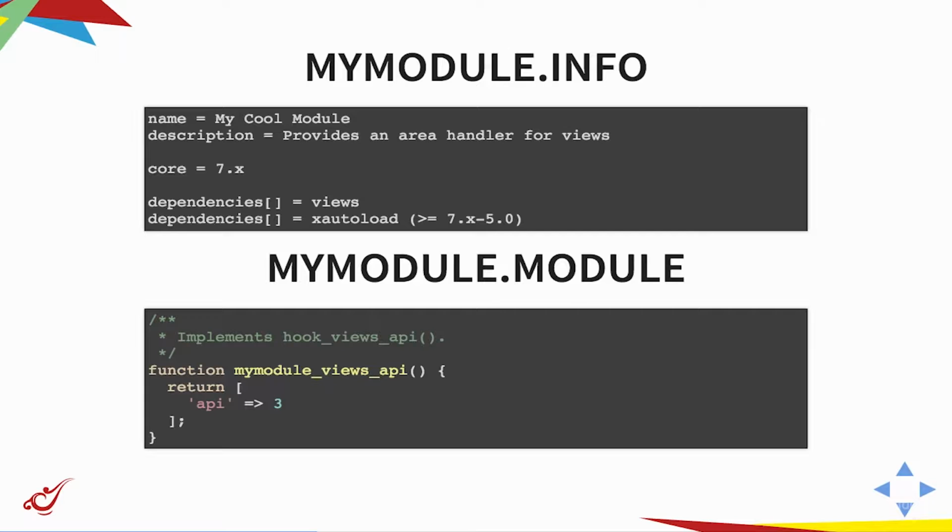There are basically two files that you need to define to write a module. You need to define a mymodule.info, where mymodule is just the name of your module, whatever you want to name it, and then mymodule.module. You can see here, we're going to define a module that has a dependency on views, and also a dependency on xautoload.